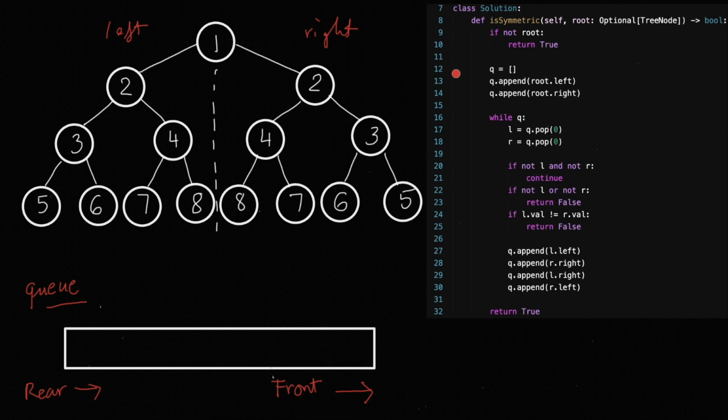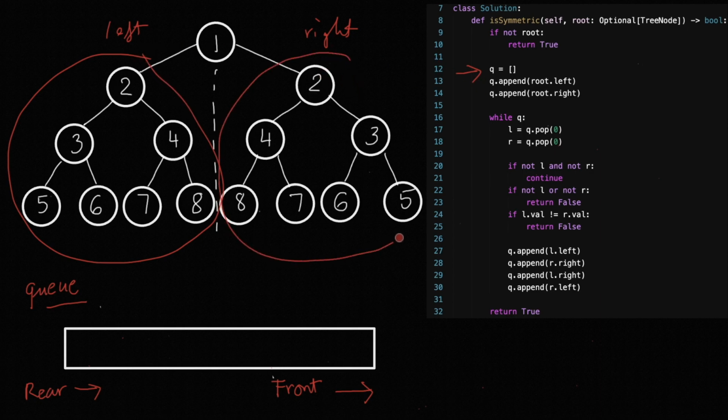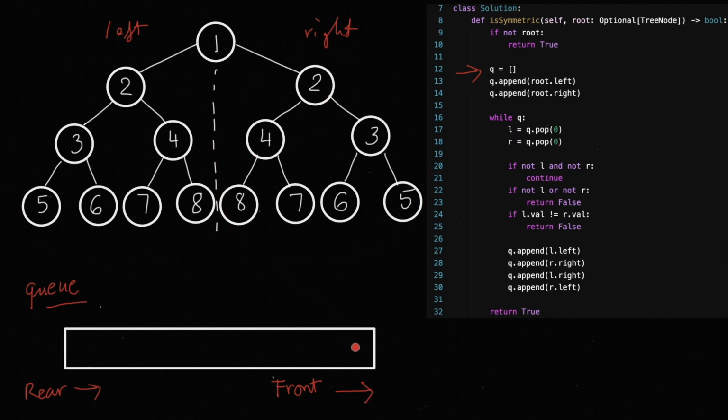Now initiate an empty queue, add root.left and root.right to the queue. Remember that root.left is the left tree, root.right is the right tree, not just the values of each root. I'll just write 2 for short, so this is the left tree, and this is the right tree. Now we're at the while loop. This while loop will run until the queue is empty.